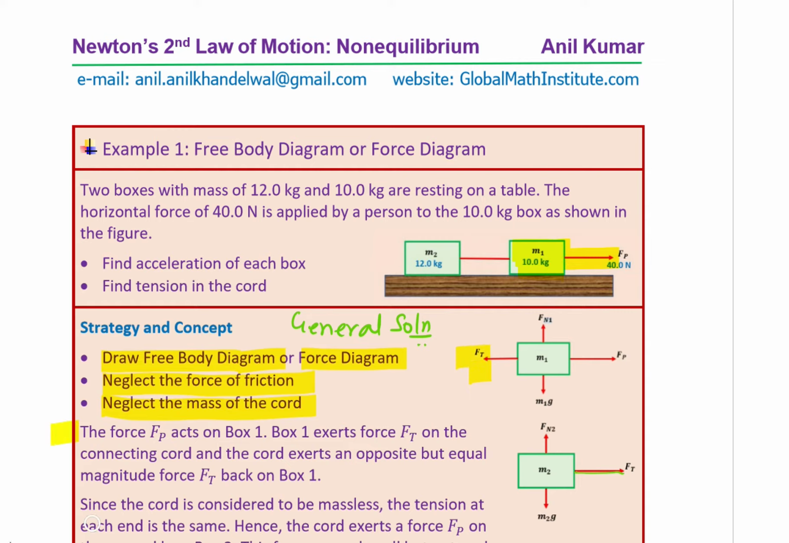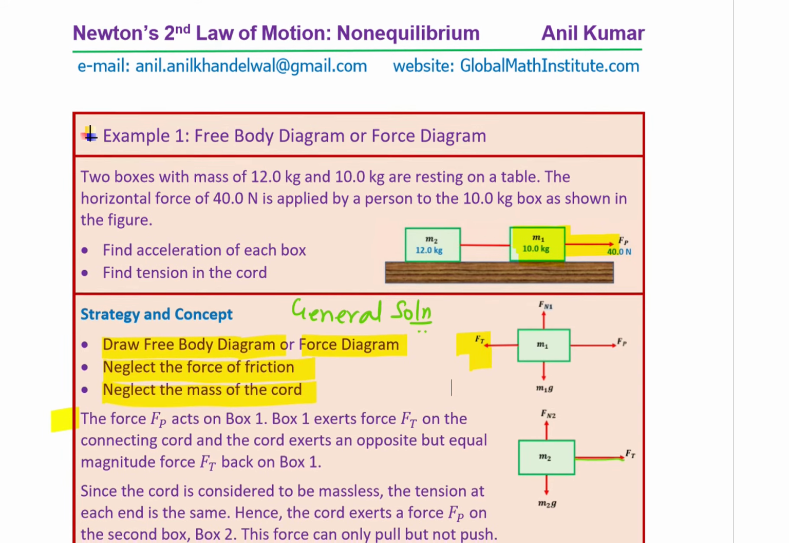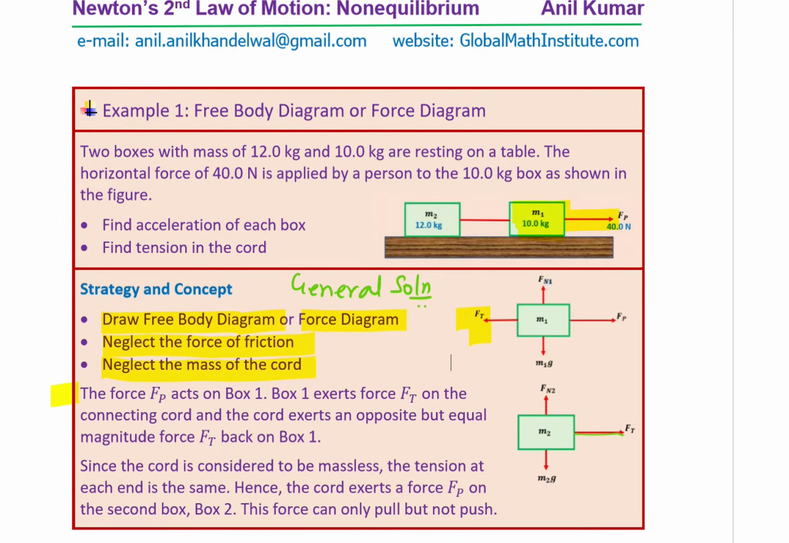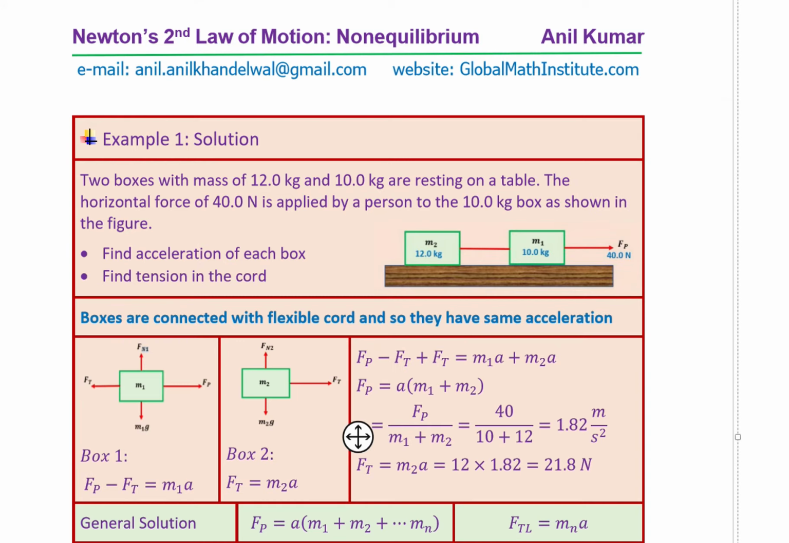The second was, since the cord is considered to be massless, the tension at each end is the same. Hence, the cord exerts a force Ft on the second box 2. This force can only pull and not push. So that is very important to understand. Is that clear to you? Perfect. So remember that the force exerted can only pull and not push. So free body diagrams I think are clear. Let's move on and solve, making equations with these free body diagrams.